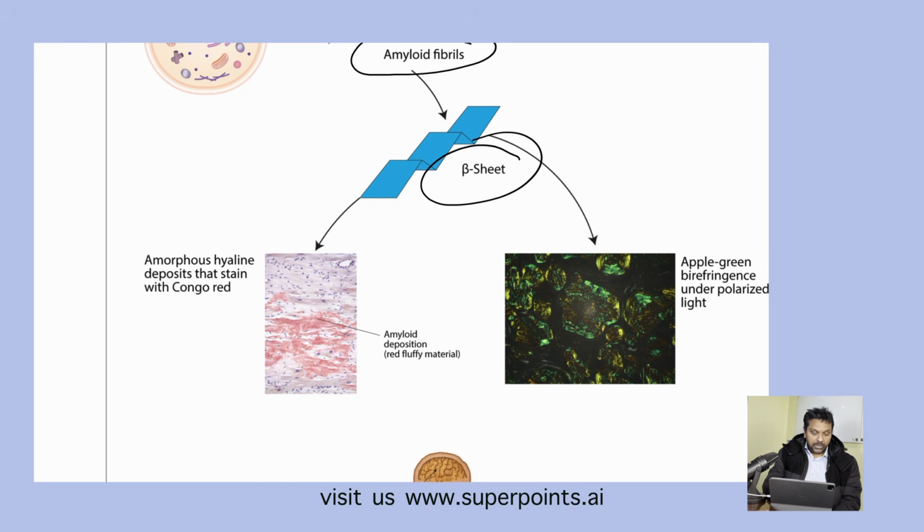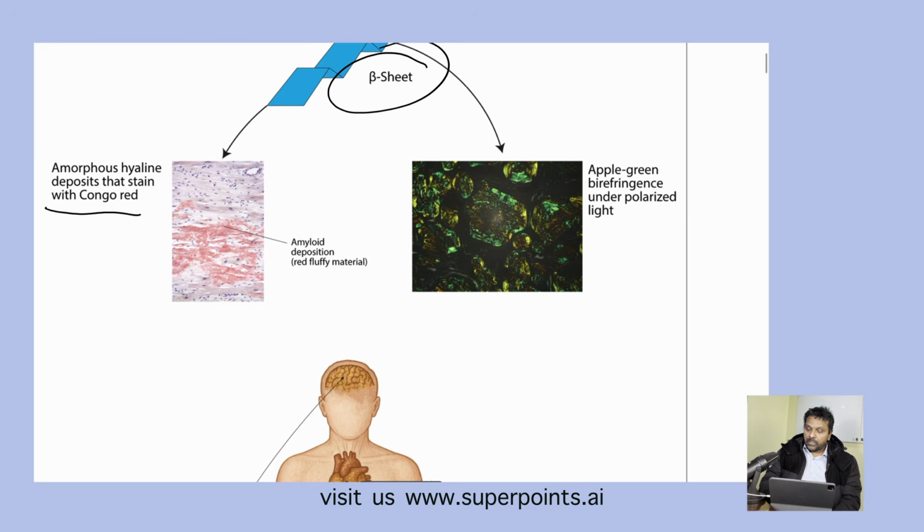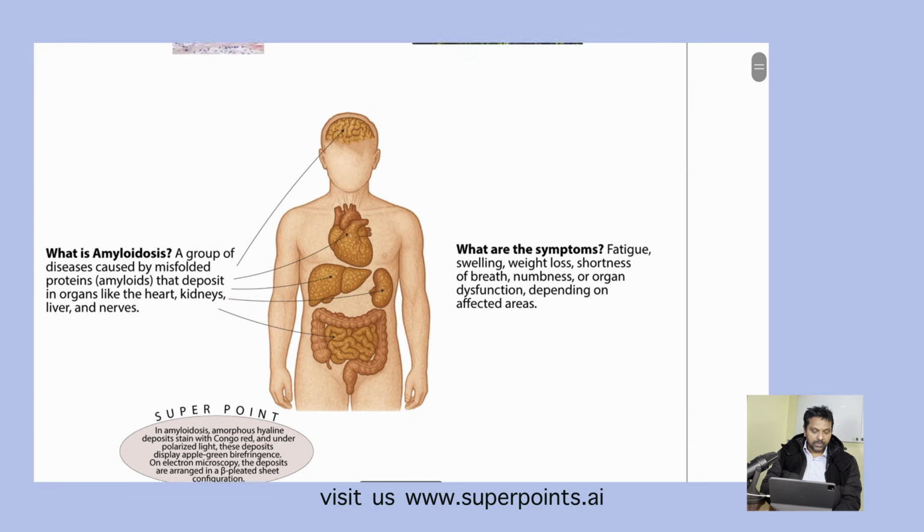Amorphous hyaline deposits that stain with Congo red. So that is an important point. They stain with Congo red. That's a very good clue. And also apple green birefringence under polarized light. So that's another important clue that this is amyloidosis.